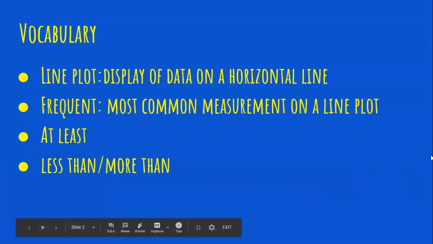Some vocabulary is a little bit different from what we've seen in the past few days. Line plot is simply a display of data on a horizontal line. So it's a display of data that's shown to us on a number line. Frequent means most common measurement on a line plot. At least, less than, and more than are words or phrases that you're going to see in the word problems associated with this lesson.